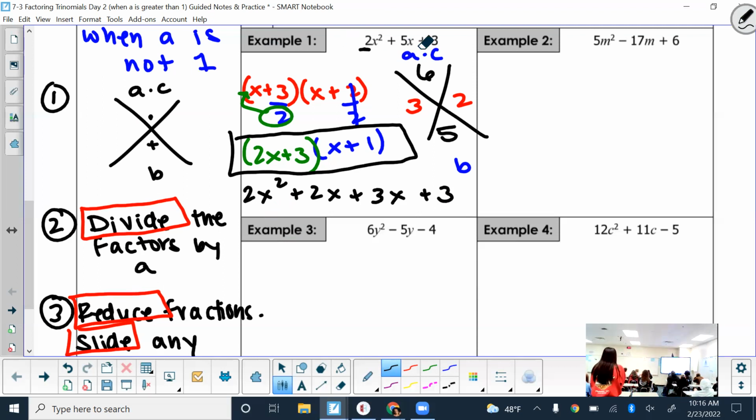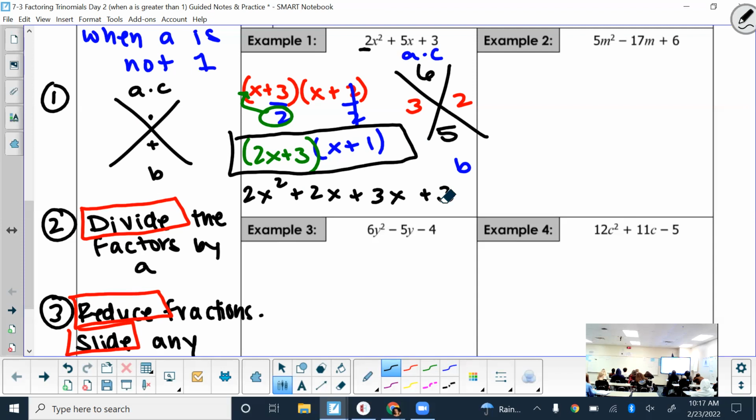So it's always A times C. So the 2 is in the A position, 3 is in the C position. So it's A, B, C. So even when we did it where the leading coefficient was 1, it still was A times C. It's just A was 1, so it kind of just looked like C only. But it's always A times C. Any other questions?